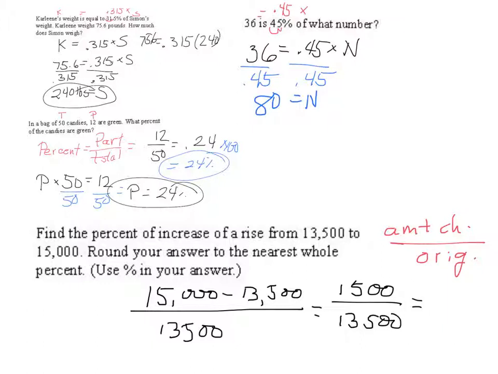So when I divide 1,500 by 13,500, I get 0.1 repeating, 1, 1, 1, 1, 1, 1, 1. And they said round to the nearest whole percent, so I'm going to multiply by 100, and this 1 is less than 5, so it's going to round down. So my final answer is going to be 11%.